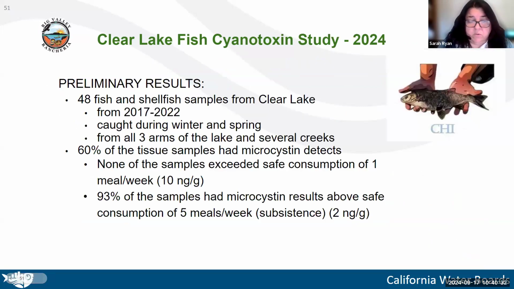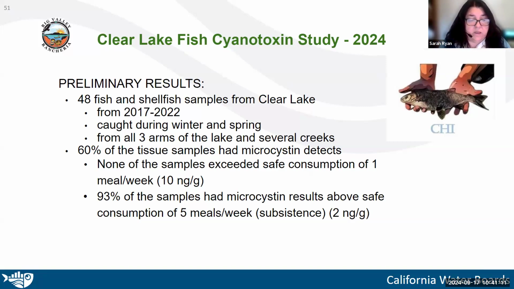And then we did this again in 2024. We had some funding that we've been putting together from various grants, and we sent off 48 fish and shellfish samples from the lake, only caught during winter and spring this time. These are just preliminary results. We're still QCing the information, but I just want to put out what we have found. You can see that we're not talking about species in these bullets. We're talking about the samples. So that's what we're working on, sorting it by species.